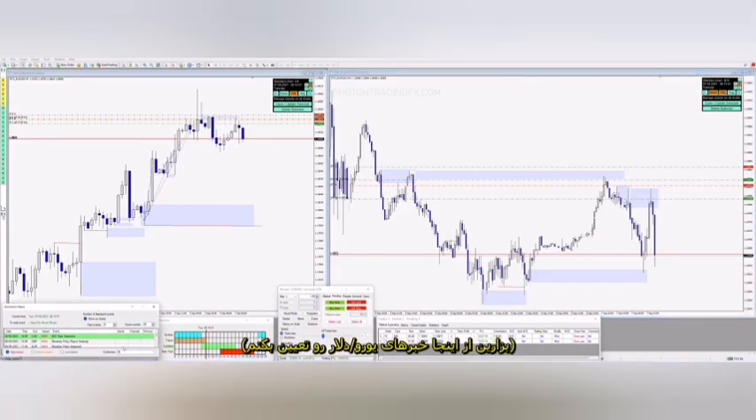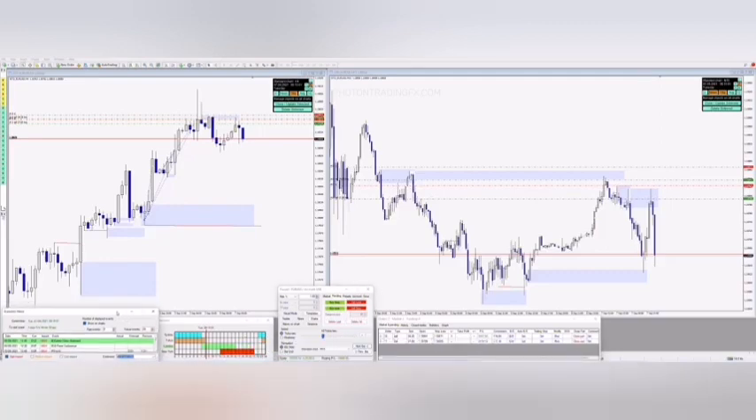Sorry, I just noticed in the corner of my eye we don't have news set to Euro and USD. But yeah, the point I was trying to talk about there.